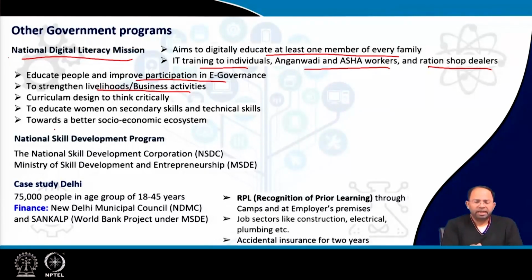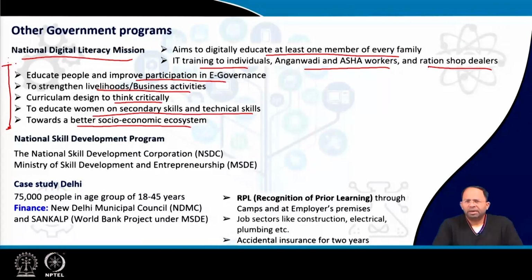The curriculum needs to be designed in such a way so that people can think critically, to educate women on secondary skills and technical skills, and finally towards a better socio-economic ecosystem. So, more or less, nowadays we are getting IT systems in every part of life. Many transactions happen online. Many kinds of buying and selling happen online. So, people have to be digitally literate. So, these programs are geared towards making people more digitally literate, and particularly Anganwadi and Asha workers, ration shop dealers. If they are digitally literate, they can conduct their operations in a way so that data can be recorded in real time or utilized in real time.